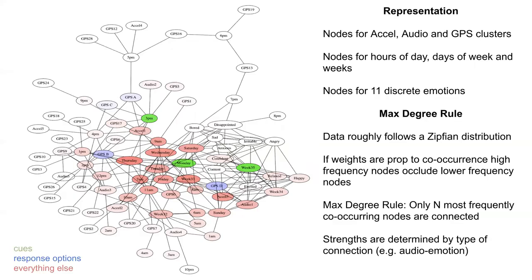And then to decide upon the strength of those interconnections, we parameterized that as part of the model fit, and we had a separate parameter for each of the different kinds of connections. So there'd be a parameter for the audio to emotion links, there'd be another parameter for time to location links and so forth.